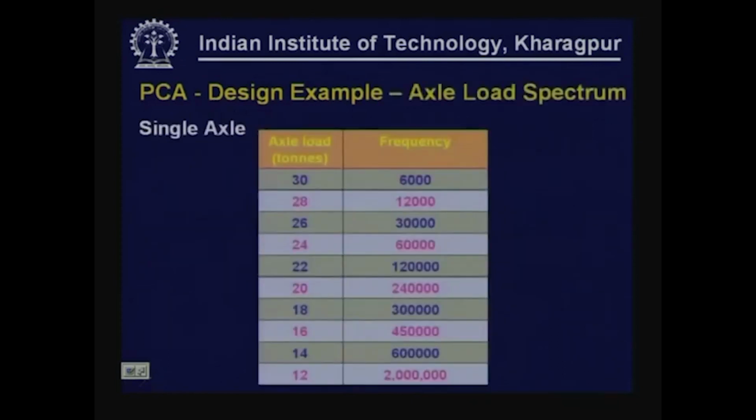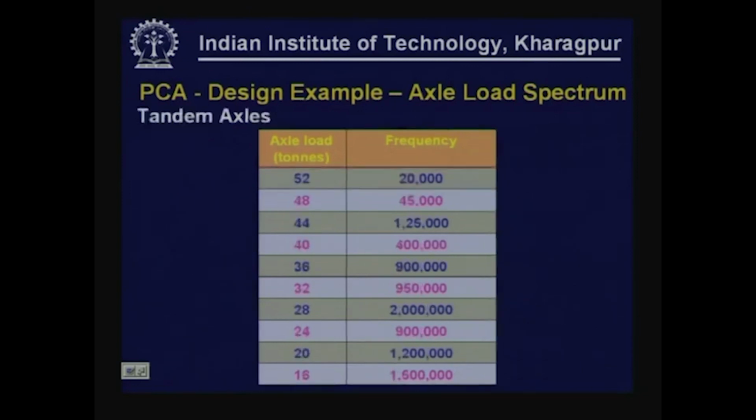For single axle, for different load groups, there is a frequency. For example, for the load group having a midpoint value of axle load of 30 tons, there are going to be about 6,000 repetitions. Similarly, for a load group having a midpoint of 16 tons, we are going to have about 450,000 repetitions. Similarly, the axle load spectrum for tandem axles is also given in the slide.